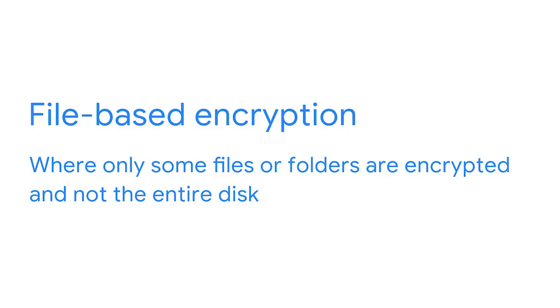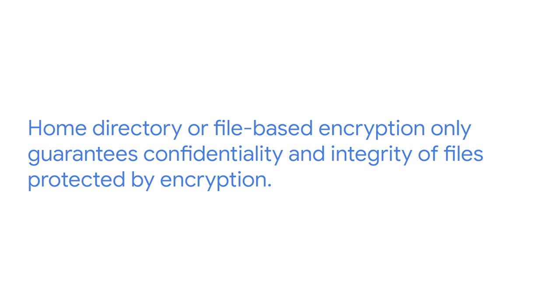You should compare full disk encryption against file-based encryption. That's where only some files or folders are encrypted, and not the entire disk. This is usually implemented as home directory encryption. It serves a slightly different purpose compared to FDE. Home directory or file-based encryption only guarantees confidentiality and integrity of files protected by encryption. These setups usually don't encrypt system files because there are often compromises between security and usability.